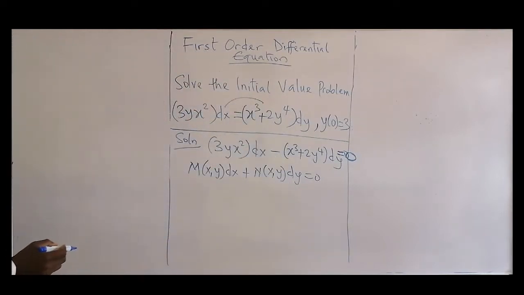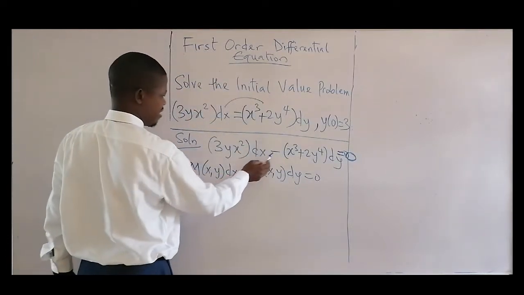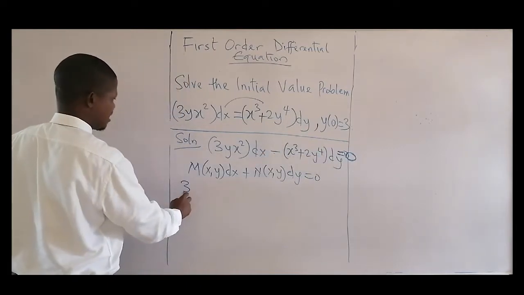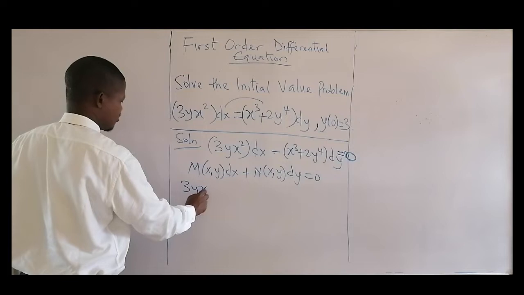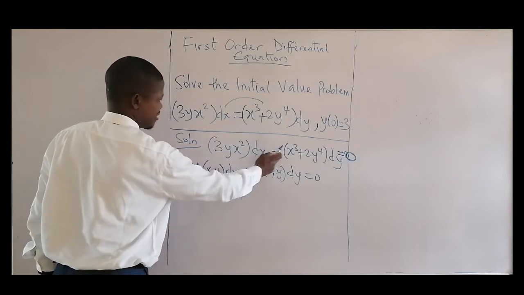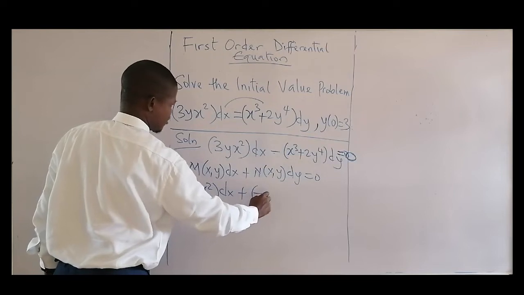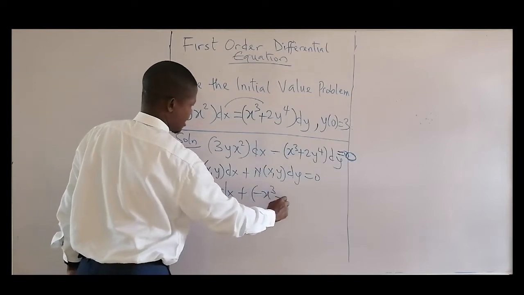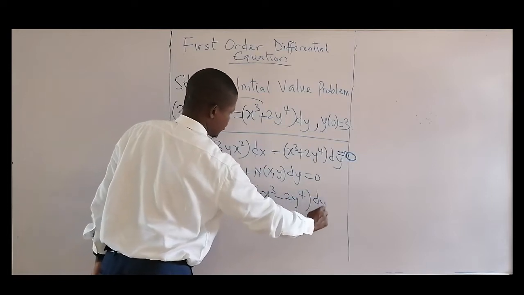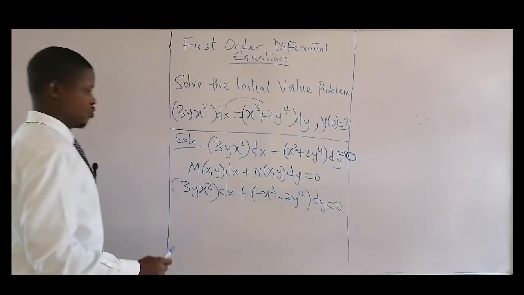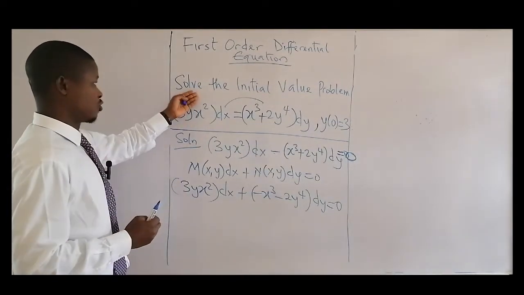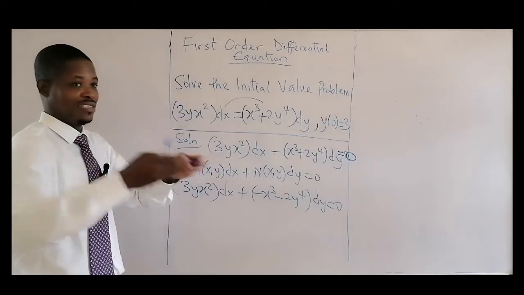So what we can do now is force this to be plus by allowing the negative to come inside. So we now have 3y x squared dx plus, allowing the negative to come inside that bracket, minus x cubed minus 2y to the power 4 dy. I just want to avoid mistakes and make it look exactly like the standard form. Actually, we are not sure whether it's exact.